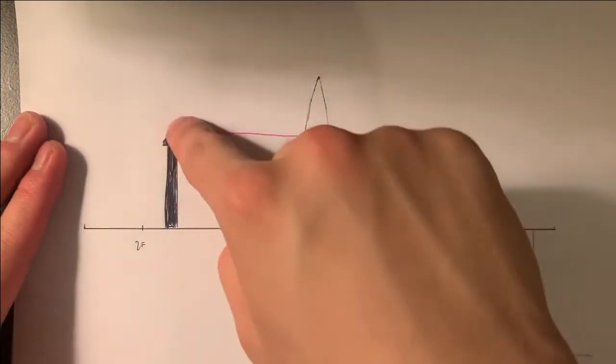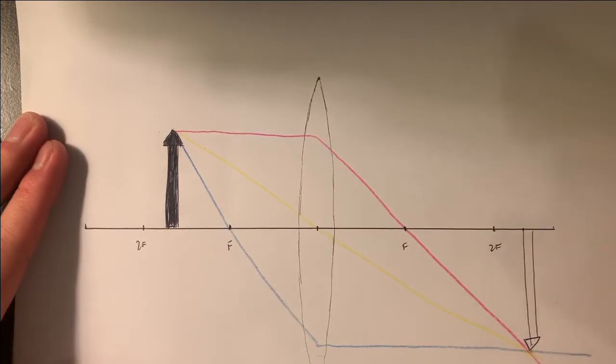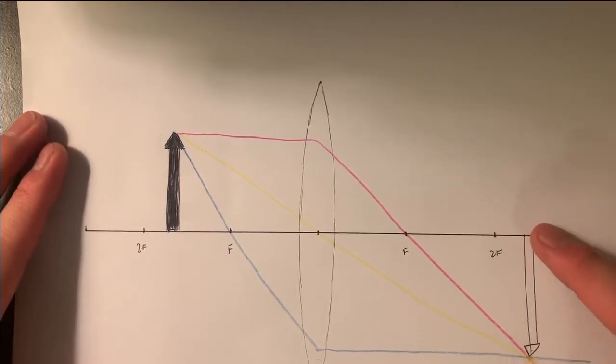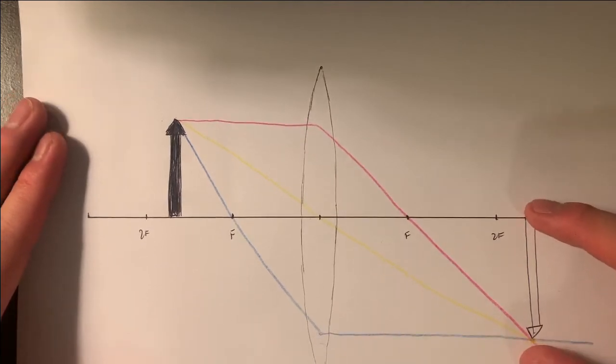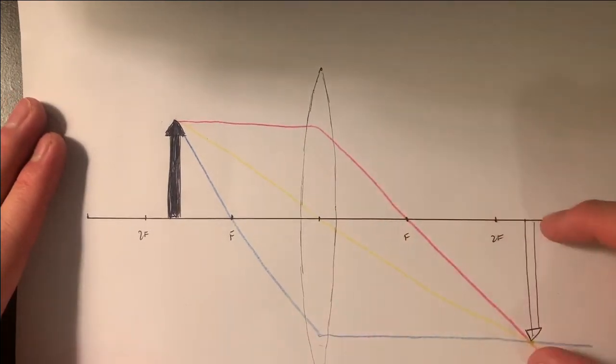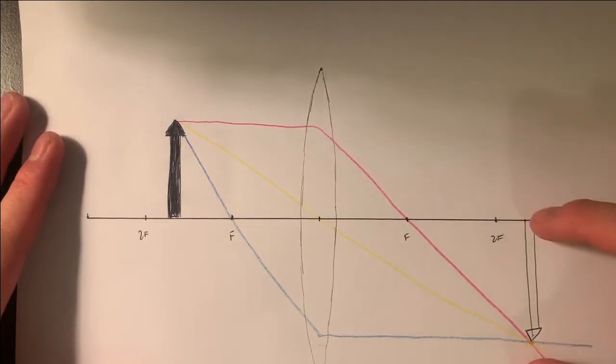So we can check that drawing the yellow line to the center again, and we can see the image is on the opposite side still. It is bigger now, and it is still inverted. So this is still a real image as it is on the opposite side of the lens. However, it is in fact inverted.